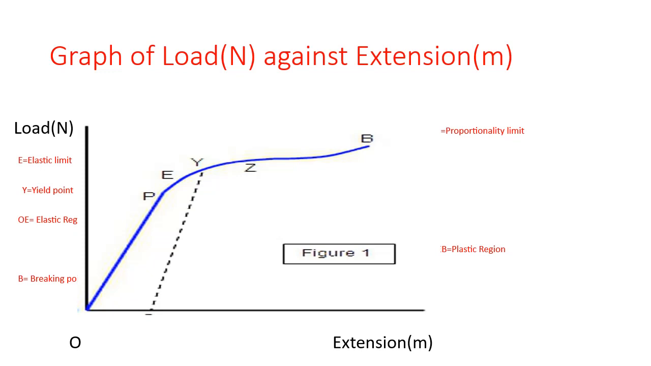When you pass the elastic limit, you get to the yield point. At this yield point, the material has lost its elasticity. Therefore, from O to E is the elastic region where Hooke's law is obeyed. But from E to B is the plastic region. At this plastic region, the material no longer obeys Hooke's law, and even if you release it, it cannot return to its original size.